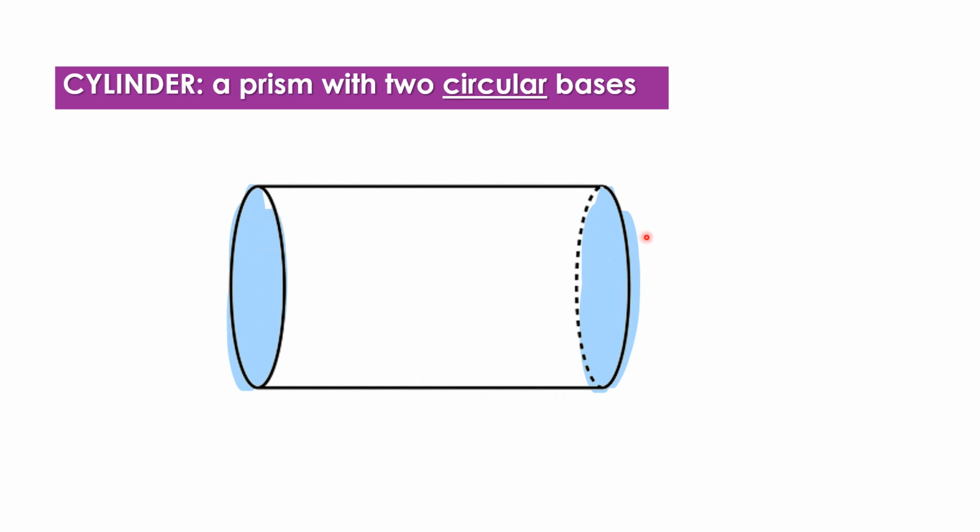A base could be on the left or on the right or top or bottom or front and left, but they need to be congruent shapes to each other. So here in my cylinder, I have two congruent circular bases.